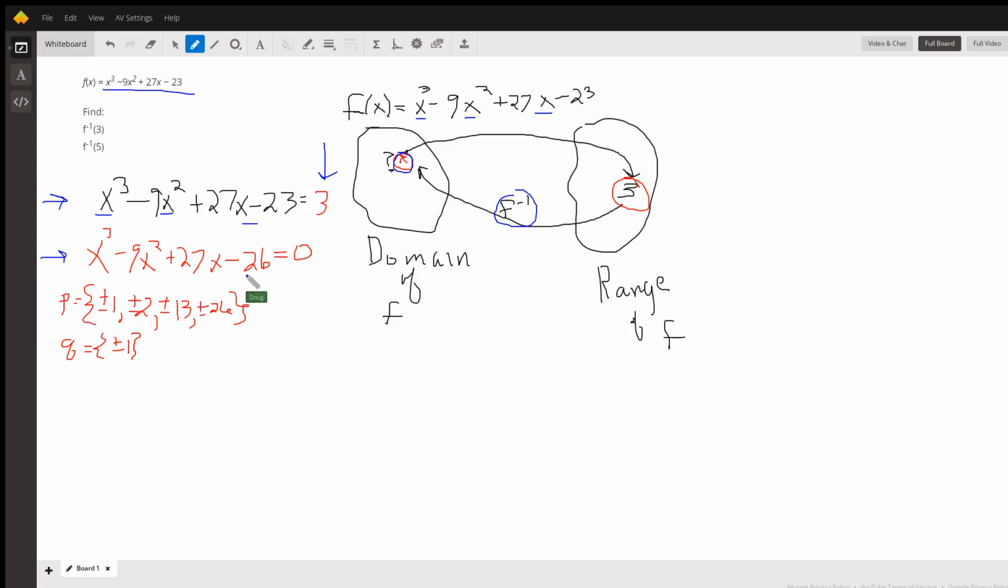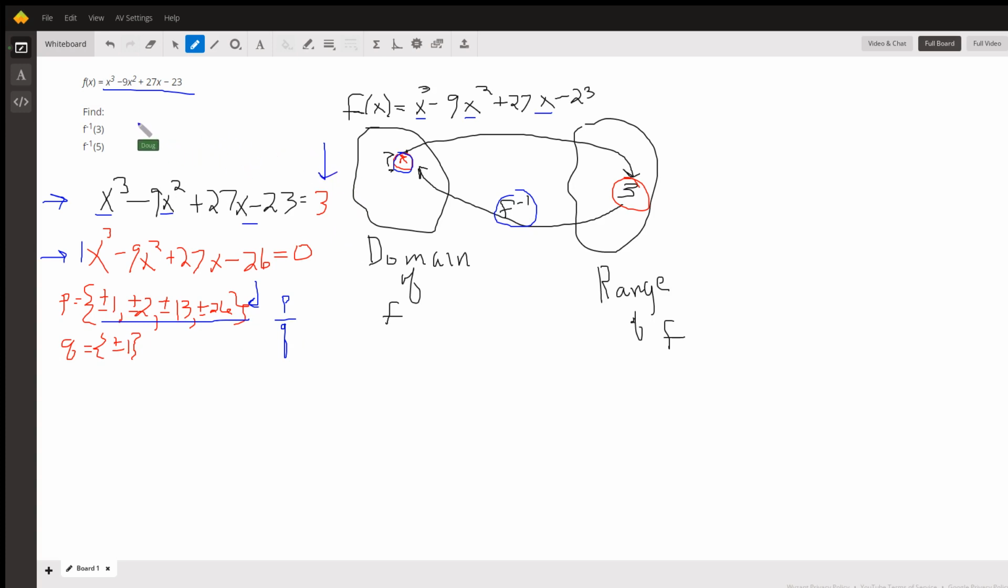But the integer factors of negative 26 are what we call p. So that's the set of p's right there. And q is the set of integer divisors of the leading coefficient, which in this case is 1. So we want to test all these p over q possibilities, which is just going to be this set right here. And you could use synthetic division to find it out.